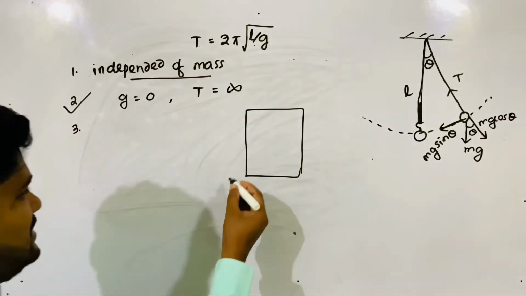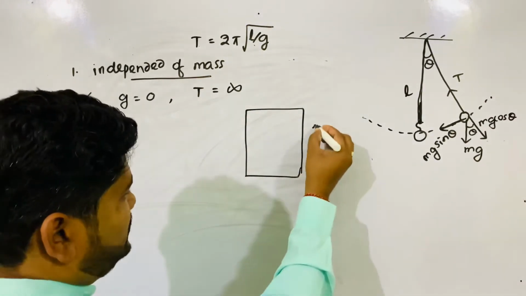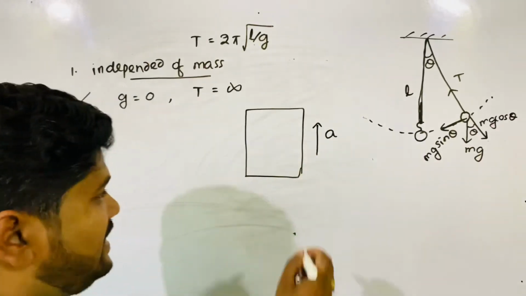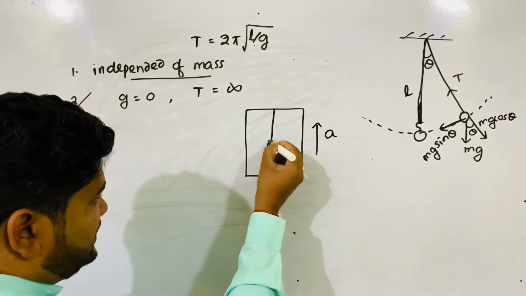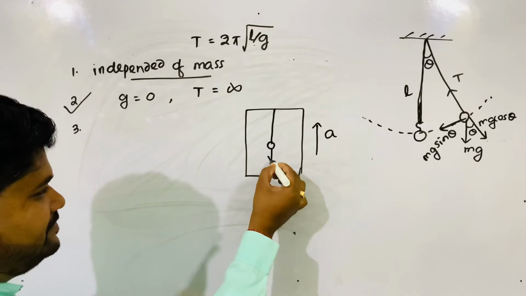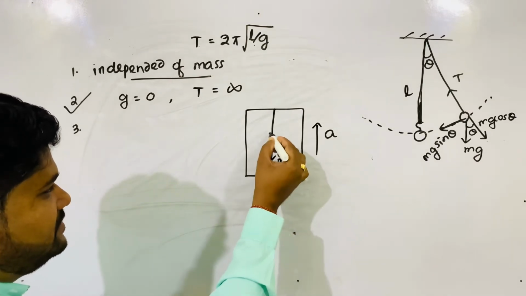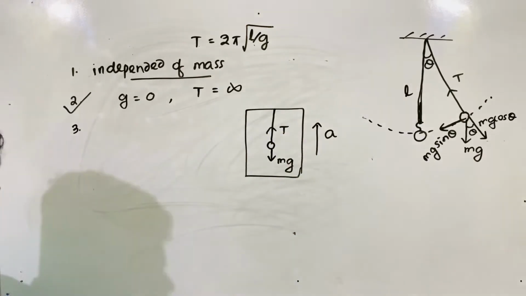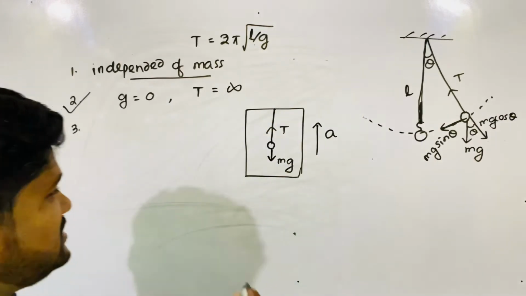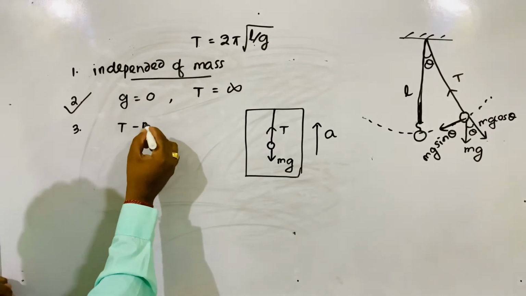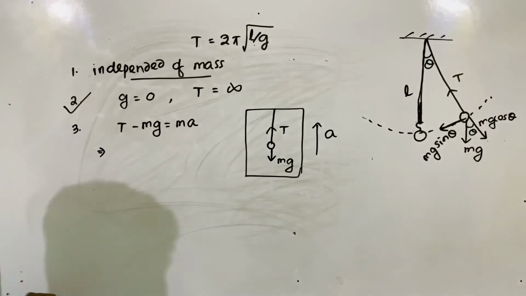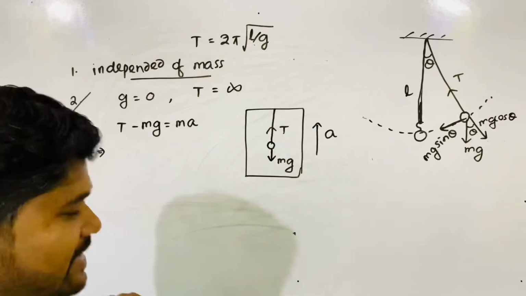See, the lift is moving upward with acceleration a. One pendulum is fitted inside the lift. In equilibrium position, mg acts downward and tension acts upward. But which one is greater? When the lift is going upward, which force is greater? Obviously T is greater. So T minus mg is equal to ma.